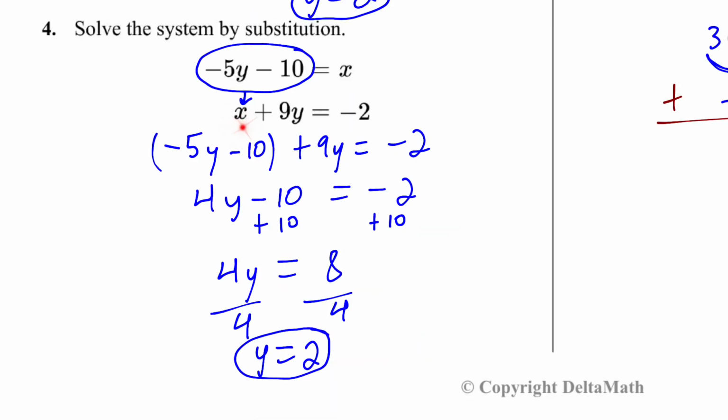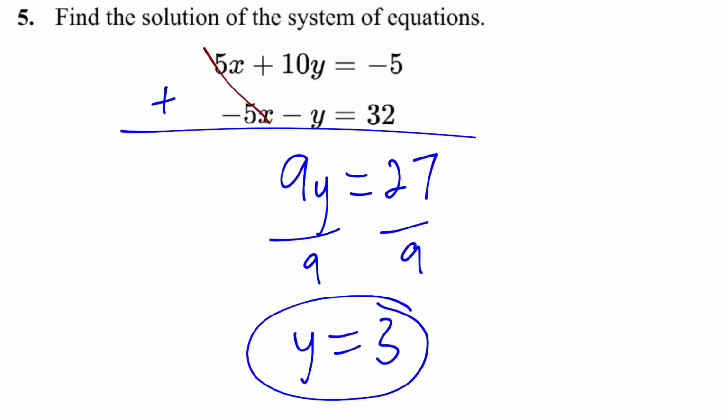Replace x in the second equation with what it's equal to in the top equation. So I plug in -5y minus 10 plus 9y equals -2. I combine like terms. See here it's the -5y and the positive 9y. That combines to give me 4y. Now I'm looking at a two-step equation. I add 10 to both sides. I divide by whatever's in front of my letter. I get y equals 2.